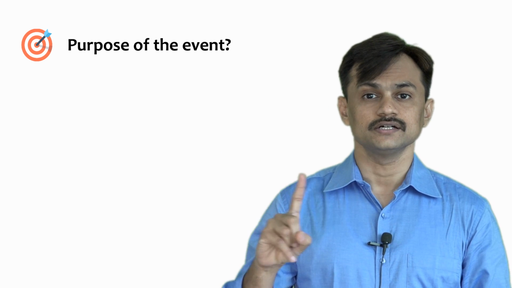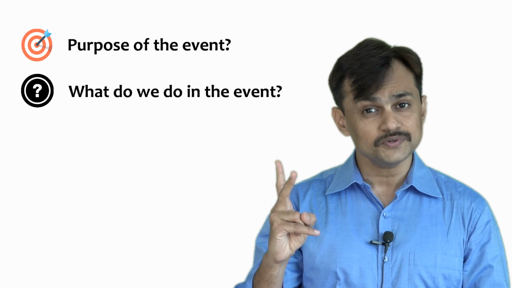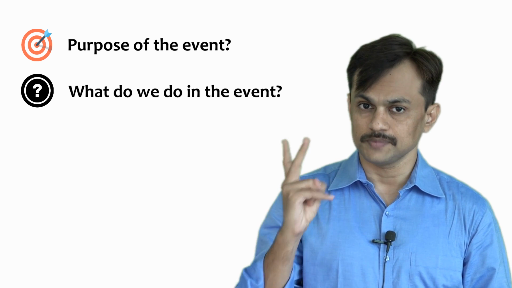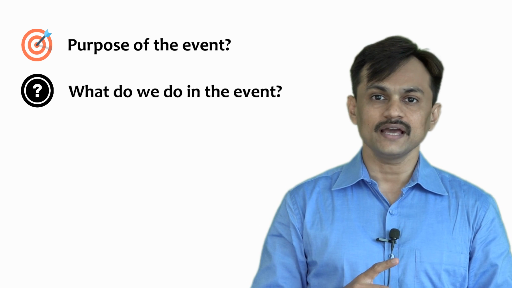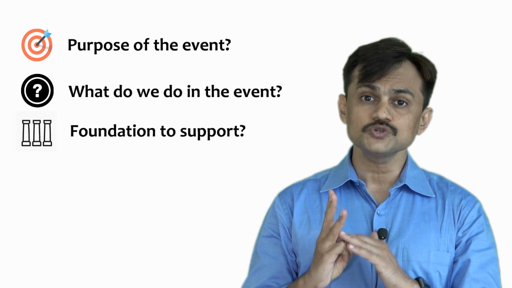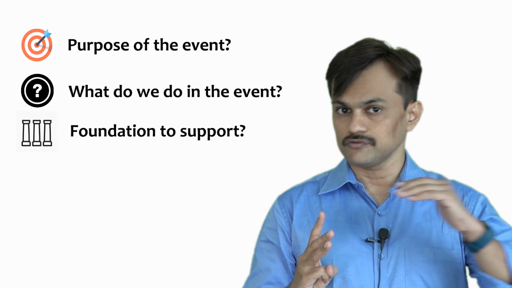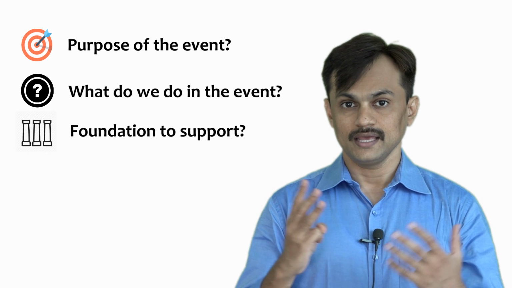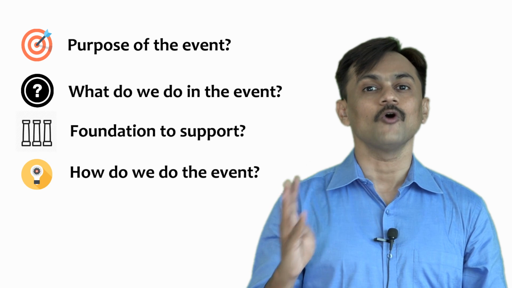Once the purpose is clear, then I get into what do we do. It's more about what are the inputs, what are the outputs, and what kind of output gets produced in this particular event. Once why and what are over, we get into the foundation of it. Before getting into the how part, I usually talk about the foundational part. What kind of environment, what kind of things should exist so that that particular planning meeting can happen in the best possible way. Once the foundation is taken care of, we get into the how part of it.